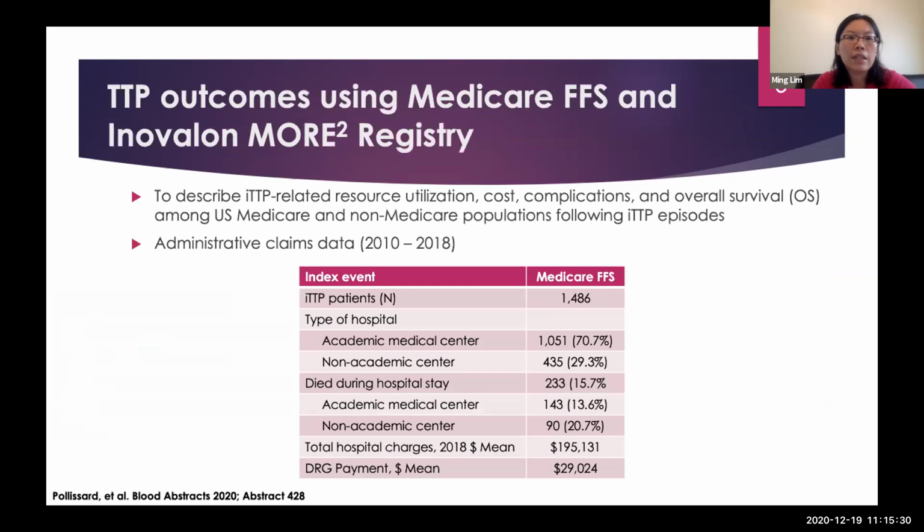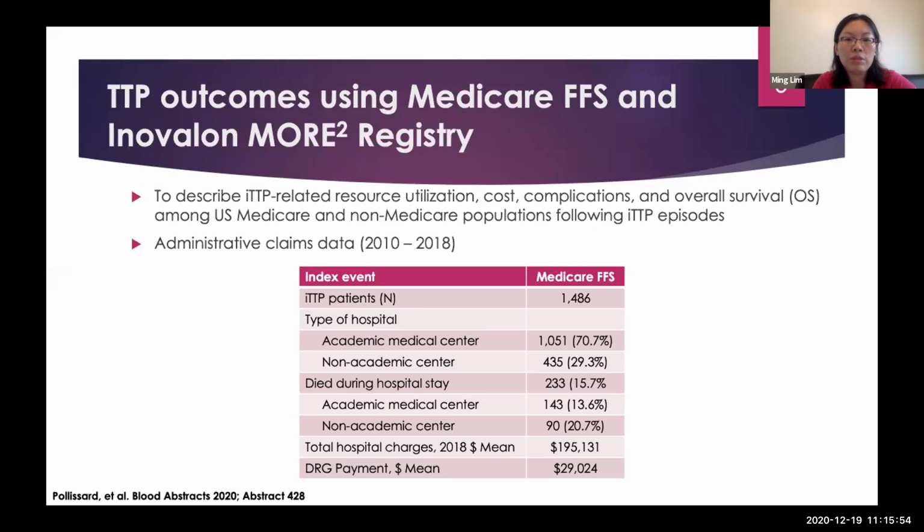The second study used Medicare fee-for-service and also looked at a sample of private commercial insurance from the Innovalent MOR2 registry. So the authors set out to describe immune-mediated TTP-related resource utilization, costs and complications, and more importantly, overall survival among the US Medicare and non-Medicare population.